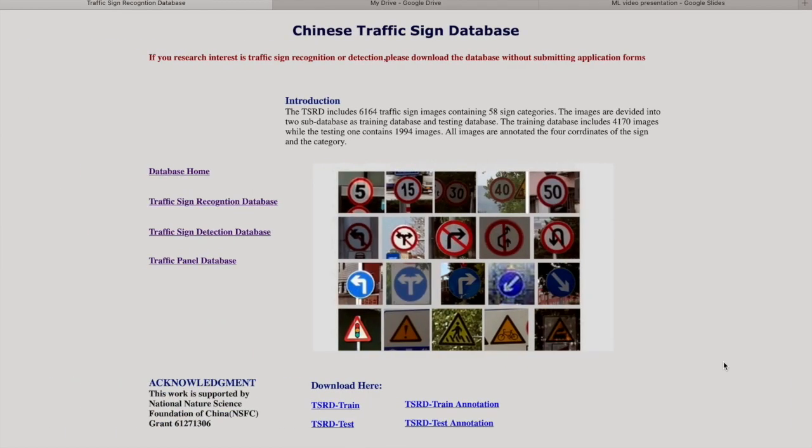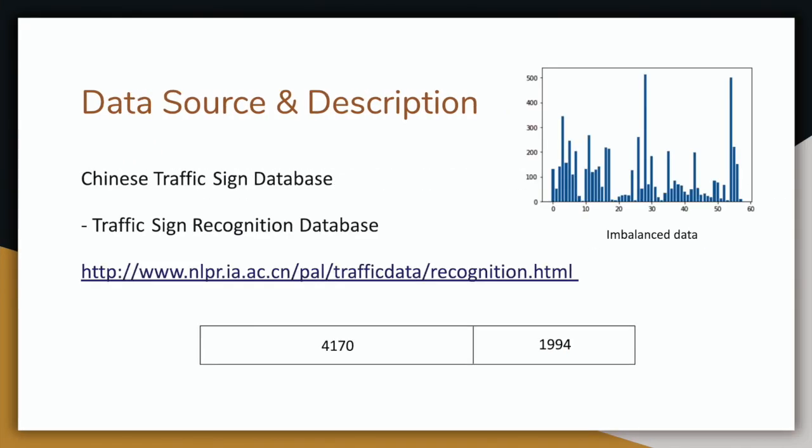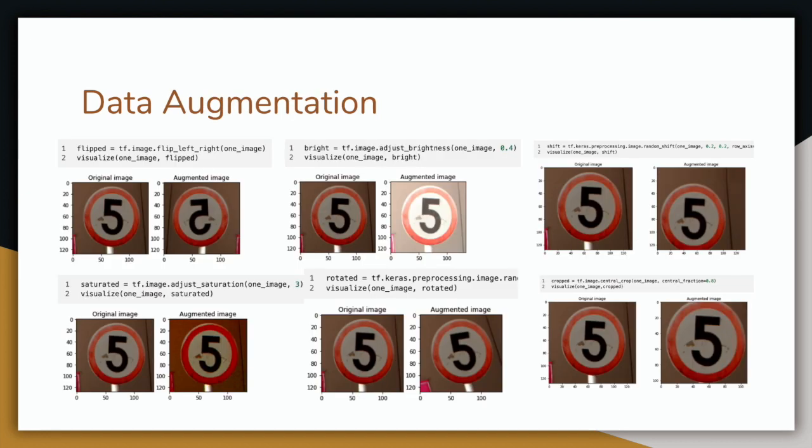We have about 6,000 images divided into a training set of 4,000 and a test set of about 2,000. One major problem is that our data is highly imbalanced. As you can see from the bar chart, some categories have about 500 images, but some categories only have a few. Another problem is that the training set is quite small. Therefore, we use data augmentation to deal with both problems.